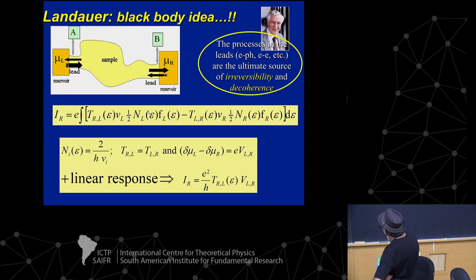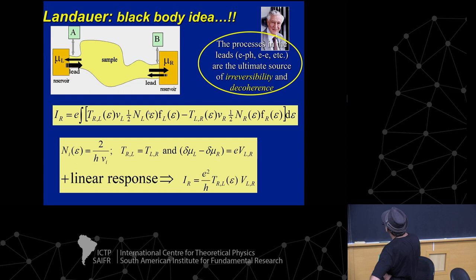And then, in order to compute the current, you have to put in the electron charge and the group velocity. The current is a balance between what goes from left to right and right to left. And this is your calculation. Then you do a linearization of this equation because you have to do an integral on energy.